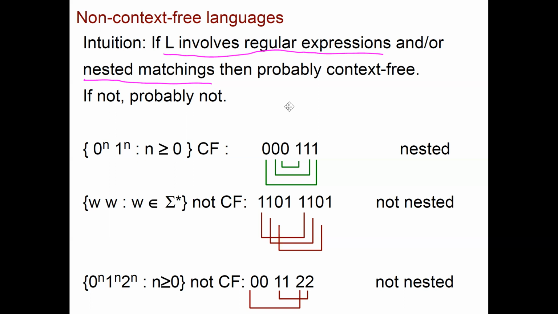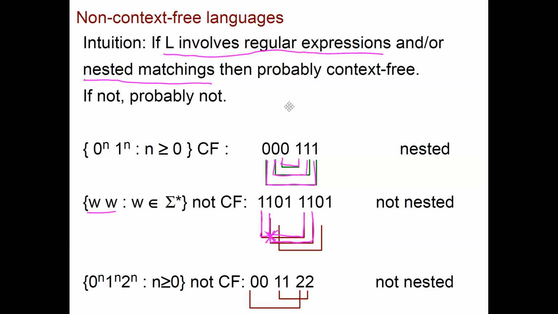But in a language like 0 to the n, 1 to the n, I can match the zeros with the 1s without overlapping my lines. If I cannot do that, it means that the matching is not nested, and then it is probably not context-free. So, for example, a language like WW, the concatenation of the same string, is not context-free because intuitively this one here has to be matched with this one here, but then this one here has to be matched with this second one here, and I will have a crossing, which means it's not nested.